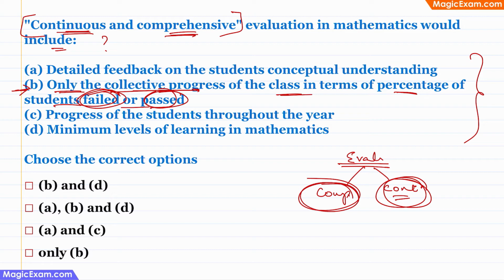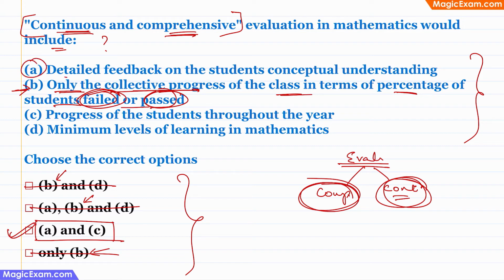If B is not continuous and comprehensive evaluation, then look at the answer options. The first one has B in it, so this can be eliminated. The second one has B in it, this can also be eliminated. The last one says only B, this also can be eliminated. So the correct answer has to be A and C. Now if you read the options, option A says detailed feedback on the student's conceptual understanding. That is nothing but comprehensive. And progress of the students throughout the year, that is nothing but continuous. So A and C are part of continuous and comprehensive evaluation.